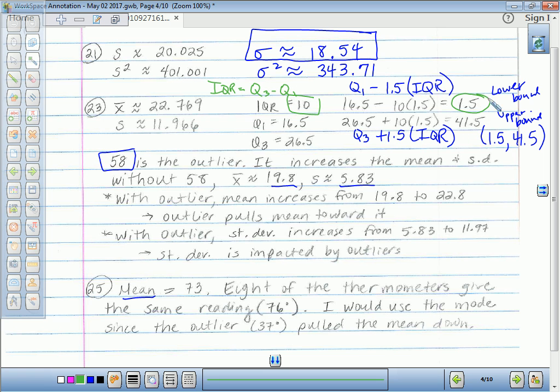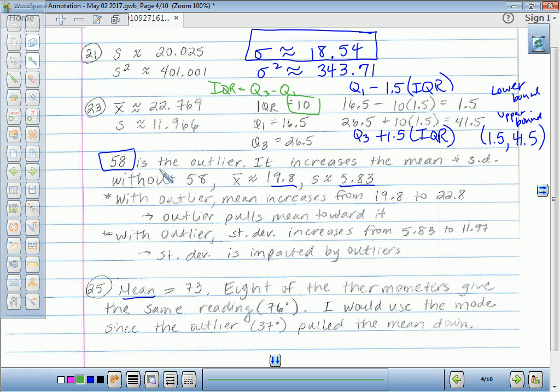Safety. So that is our lower bound. The upper bound is Q3 plus 1.5 IQR. So in this case, it would be 41.5. So anything that lies outside this interval is considered an outlier. If it's outside 1.5 to 41.5, well, yeah, there was a piece of data that lies outside that interval, and it was 58. So 58 is an outlier.